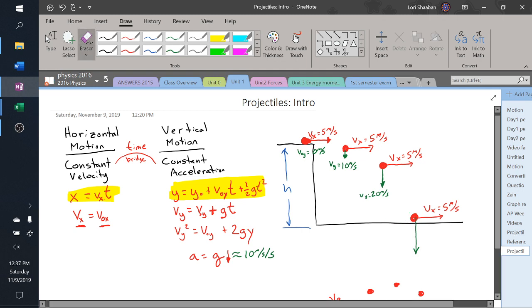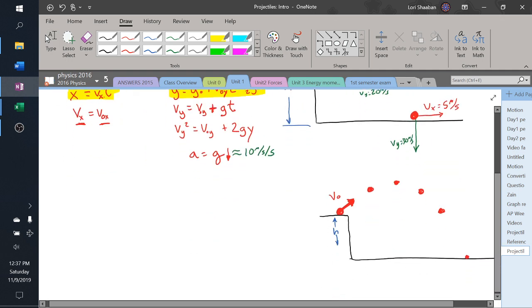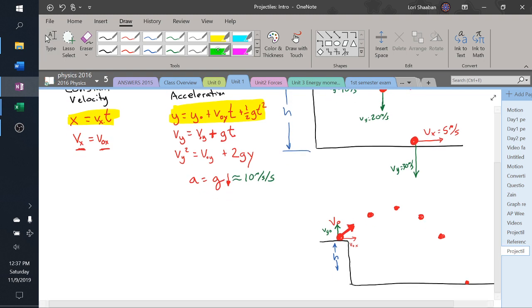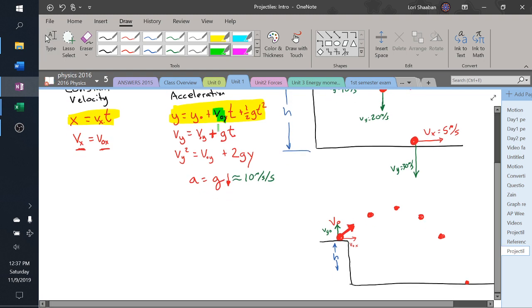Write that down a little bit lower. Yeah. So it keeps going faster and faster and faster. So really, let's take a look at what happens if we did not launch it horizontally, but instead we launched it up and to the right. Well, in that case, we have a horizontal initial velocity, and we also have a vertical initial velocity. So in that case, our vertical initial velocity is not 0.